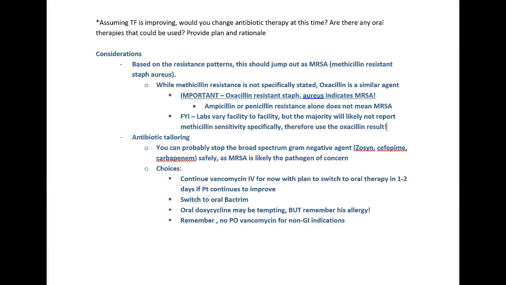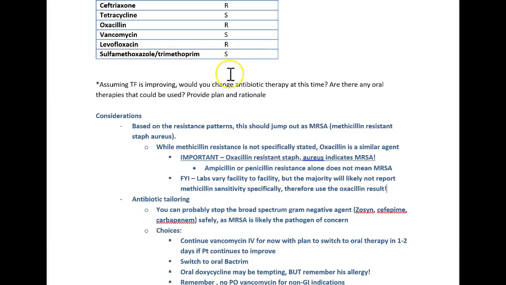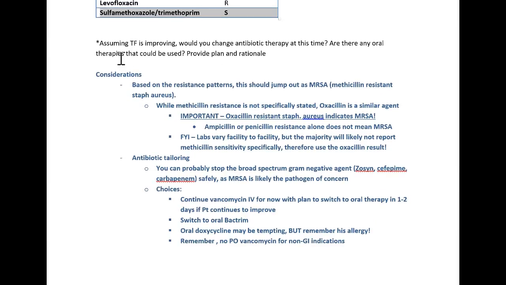Okay, so choices. Again, we talked about continuing the vanco, which is probably the easiest one to do. Now, what you could do at this point, theoretically, if the patient's doing well, is oral Bactrim, or sulfamethoxazole-trimethoprim, up here in our resistances. That drug gets into the pulmonary tissue pretty well. You could use it for a pulmonary infection. That's something we could consider switching to immediately, potentially.